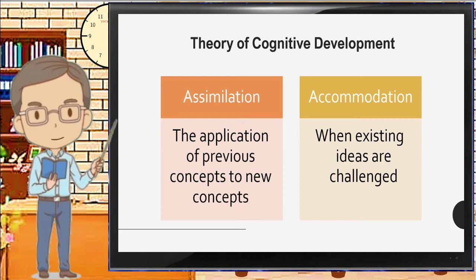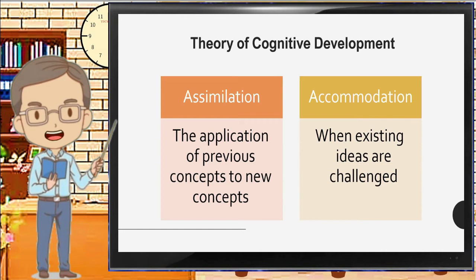So parents will play a very important role in accommodation, so that your children will not think that all four-legged animals are dogs. Okay? You're going to correct them early, so that they will know that there are four-legged animals, but it doesn't necessarily mean that they are dogs. So challenge their ideas so that their thinking will adapt as well.